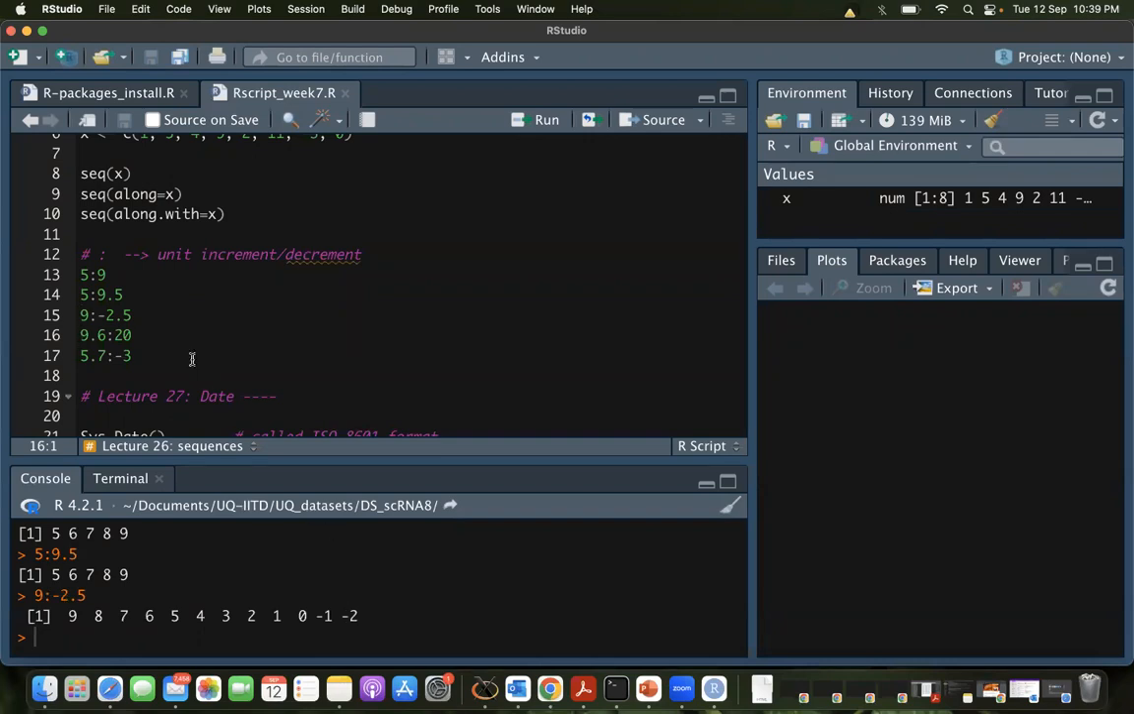If you are asked questions like this, what is going to be the output, and you're confused, just draw the starting and ending points like you would on a number line. If you're going one by one, either increasing or decreasing, you should not cross the second number, whatever it is. Similarly, you can start off with a decimal value. If I start from 9.6 and say 9.6 colon 20, it's going to go 9.6, 10.6, and so on until, can you tell me what the last number here is going to be in this one?